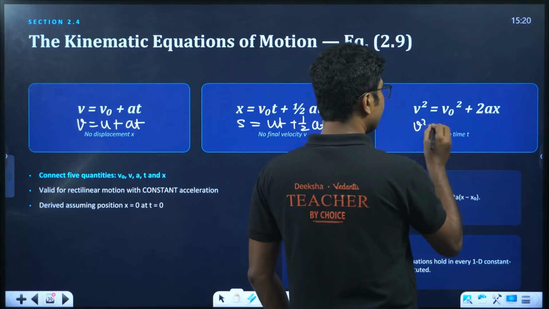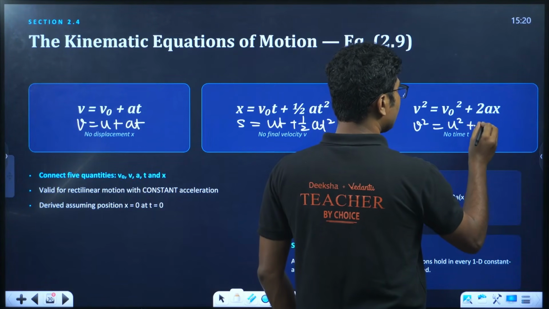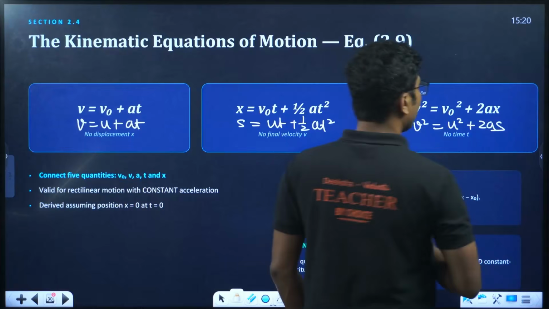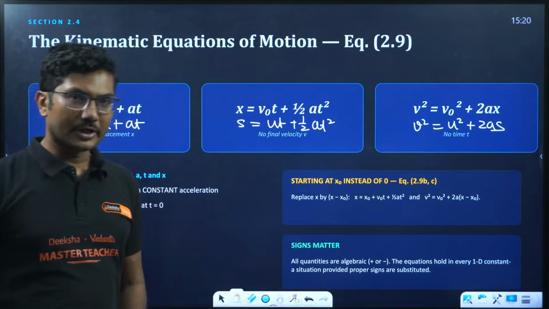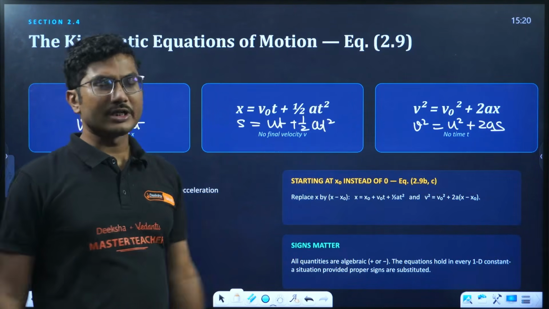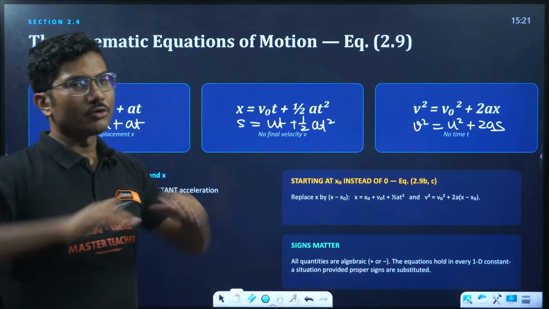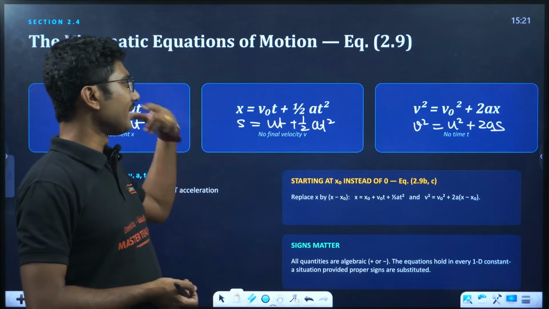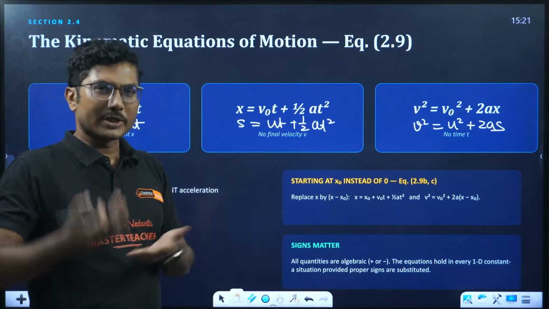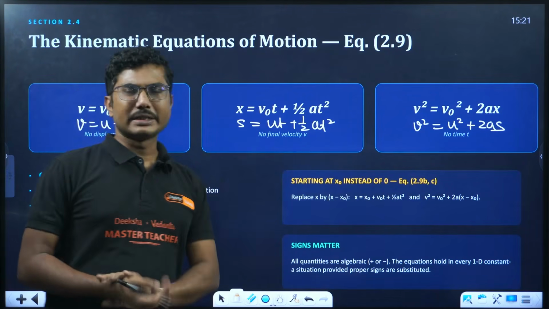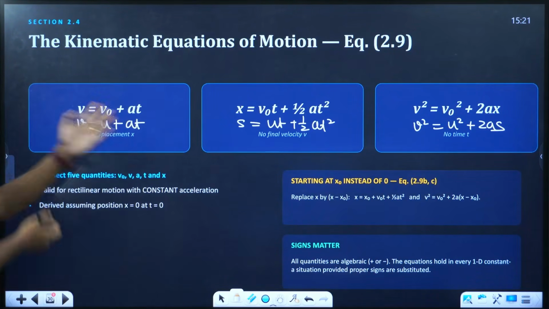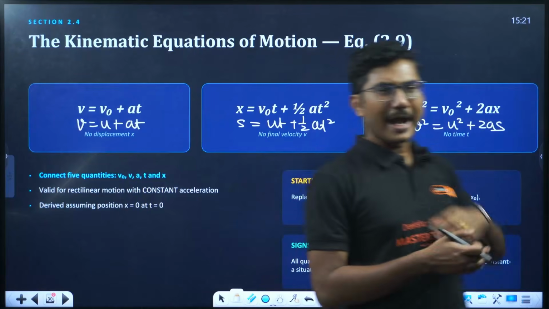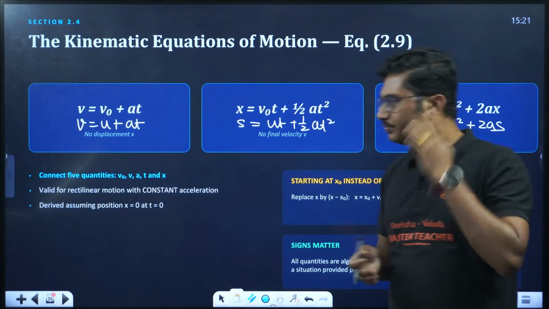So v squared is equal to u squared plus 2as. Because many teachers use different notations, no one uses v naught, t, etc., because we do not like to write too much. V naught, t, x, y, z, too much confusion. So that's why you use these simple forms. Same equation, just the common form and the standard given in your textbook.